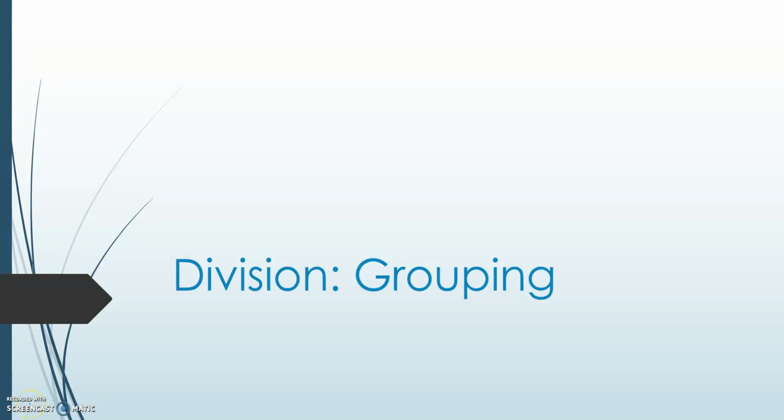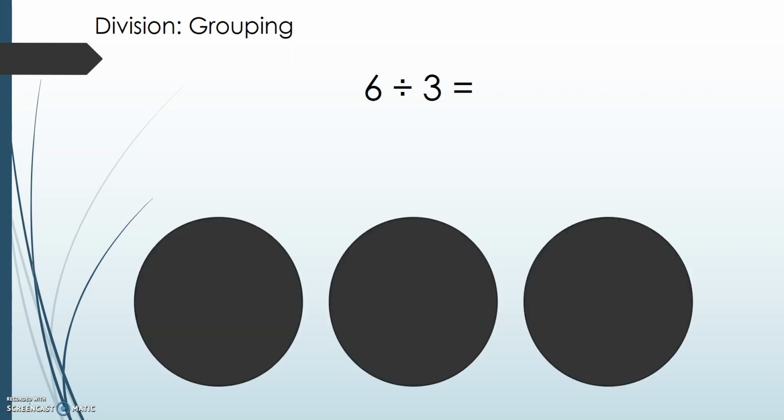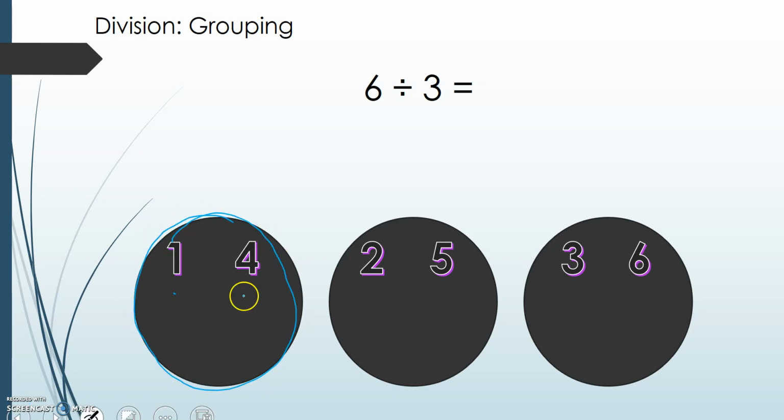Today we're going to continue with division, and we're going to talk about grouping. In the last video we talked about sharing into equal groups, where you had 6 divided by 3. You would make your 3 circles based on your divisor. You would share 6 into those 3 circles, 1, 2, 3, 4, 5, 6. And then you would count how many were inside of each circle, and 2 would be your answer. Grouping is very similar to sharing. So we're going to talk about how we can use grouping to solve our division problems today.